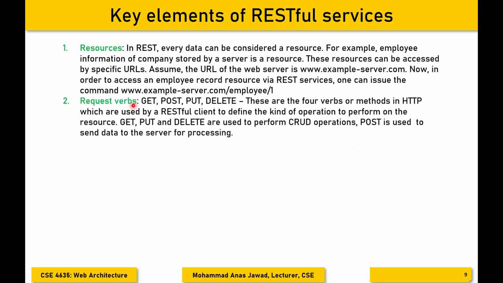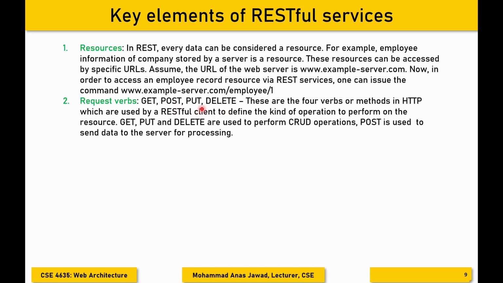The next element in RESTful services is request verbs. So we already know that when it comes to the HTTP protocol, we have 4 main methods, right? Get, post, put, and delete. We also have some other methods, but these are the major ones. Now, RESTful web services utilize these methods to perform different kinds of functionalities as well. So, for example, whenever a client sends any request to the server, the client will define what kind of request method he wants to perform. So he can define either get or post or put or delete.